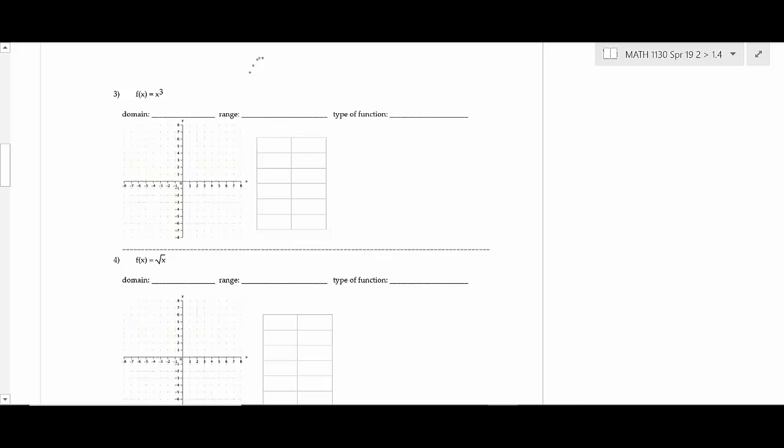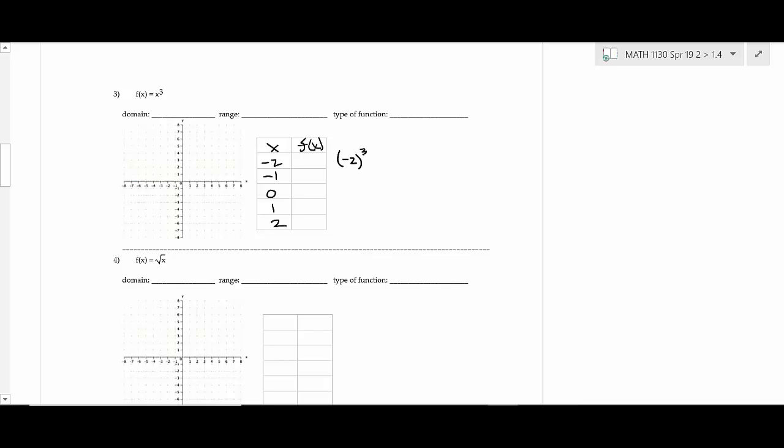And again, we're just going to make a table. We're going to use those same values. In this particular problem, x can be anything. You can take any number and cube it or raise it to the third power. So just use the same things. That's kind of a good rule of thumb on most of these things, is just use those same numbers. Okay, and you can do this in your head. You don't have to write out the calculation you're doing.